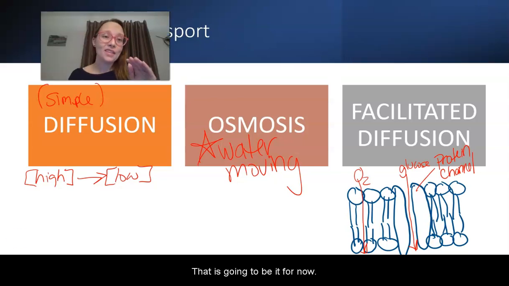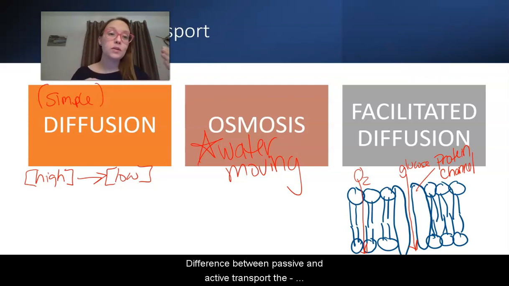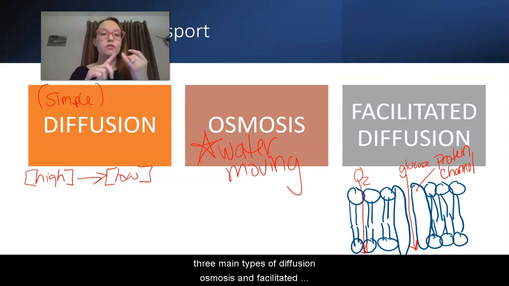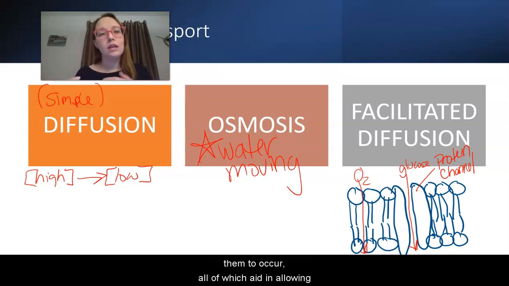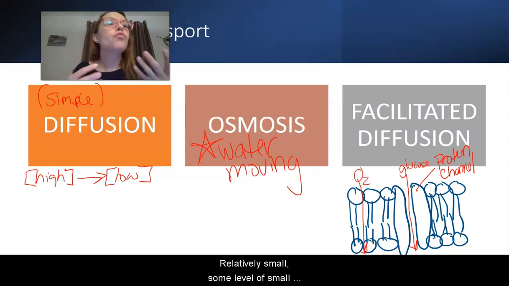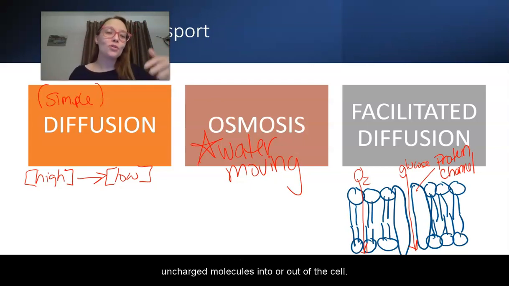So that is going to be it for now. We talked about passive transport, the difference between passive and active transport, the 3 main types, diffusion, osmosis, and facilitated diffusion, none of which require energy in order for them to occur, all of which aid in allowing relatively small, some level of small, uncharged molecules either into or out of the cell.